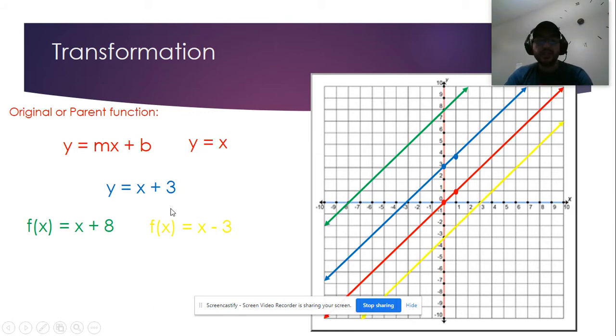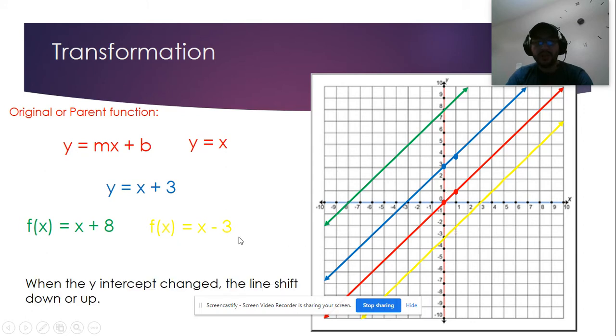So as you can see, if we add to the y-intercept, the graph will be going up. But if we subtract on the y-intercept, the graph will go down. So that means that the y-intercept will change. The graph is going to shift up or down if we change the y-intercept.